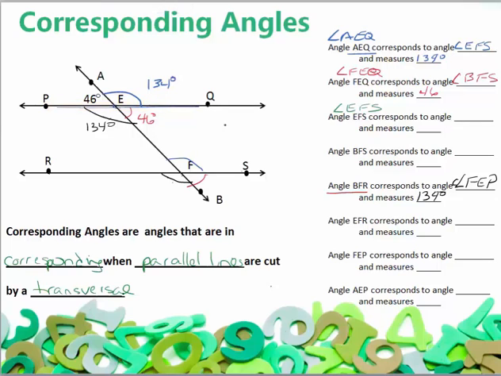And finally, let's look at angle EFR. EFR is this angle right here. EFR is the same as this angle right here, which is angle AEP. And that angle measures 46 degrees. Now I've left a couple of them blank. I want you to go through and fill them in. With the color coding, you should see where they belong and where they correspond to, so you can get a feel of this. Make sure you have that done by the time you show me in class tomorrow.